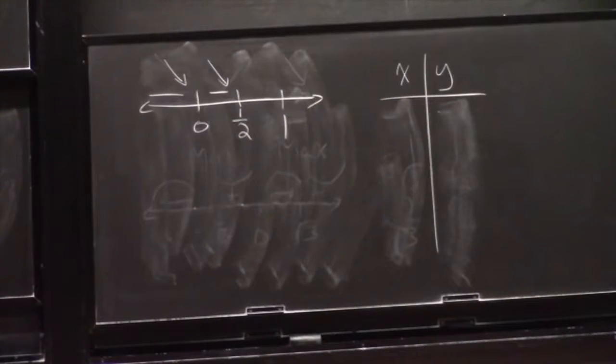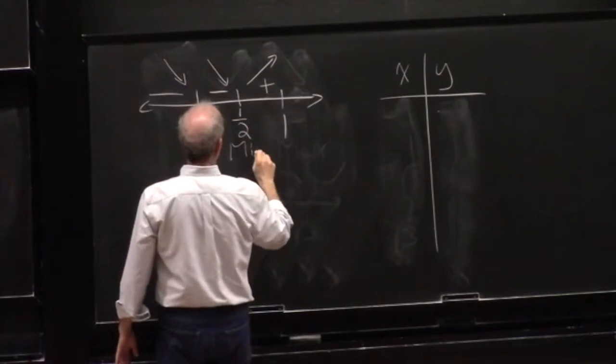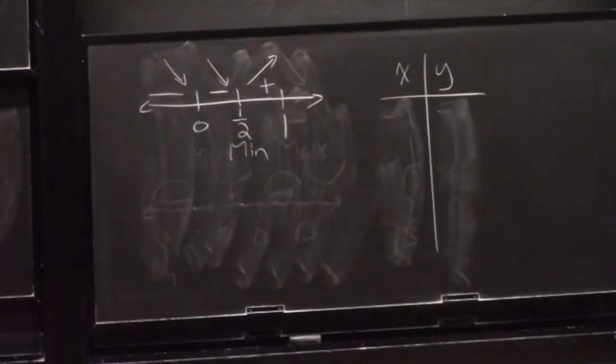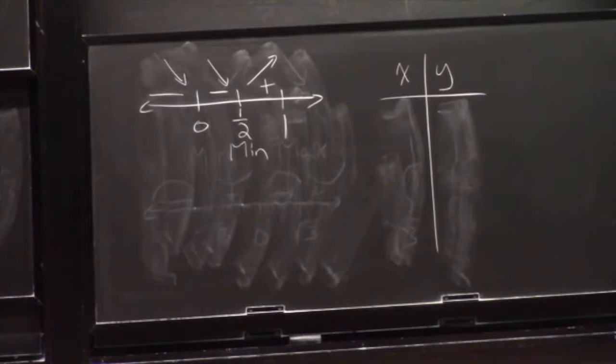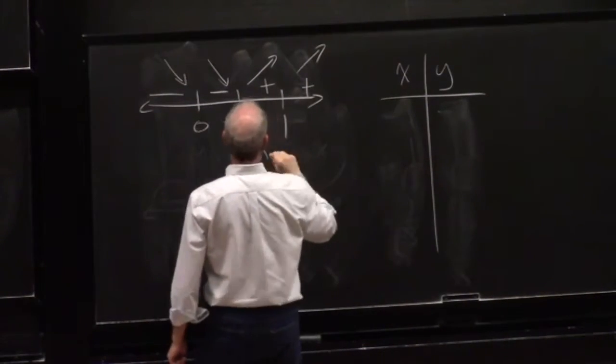Pick a number between a half and 1, like 3/4. Positive, -9/16 plus 3/2. Positive, it's going up now. So that's a minimum. Pick a number bigger than 1, 2. Negative times negative is positive. So again, flat spot.